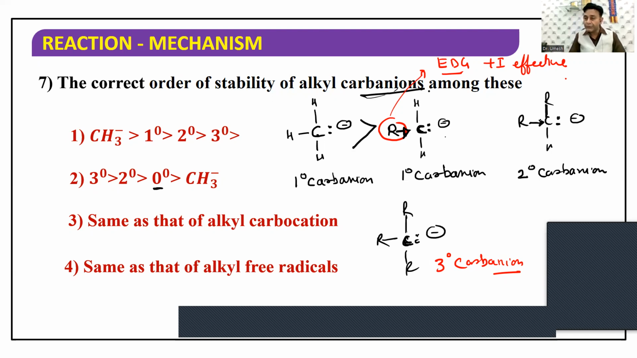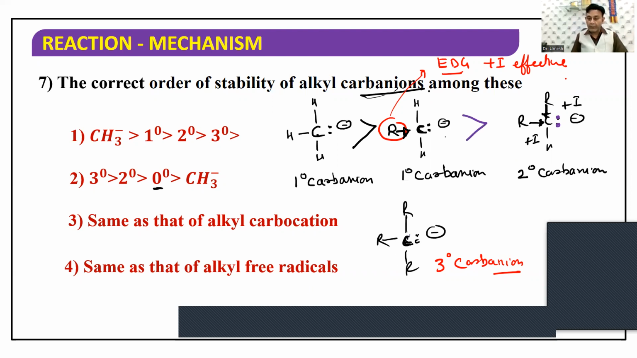Here we have a two-sided plus I effect. The plus I effect is coming from two sides. Electron donation is from the two sides. It means here we have more charge intensification. The negative charge is intensified more as compared to the primary carbanion. And as the charge value increases, the stability will decrease. So secondary is less stable.